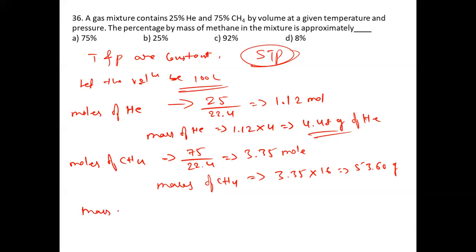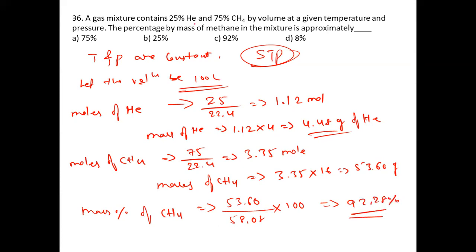Now we have a formula to find the percentage mass. So the mass percentage of methane is the mass of methane, 53.60, divided by the total mass of the mixture, 53.60 plus 4.48, which gives 58.08, and we are calculating percentage, hence it is multiplied by 100, which gives 92.28%. 92.28% is almost equivalent to option C.